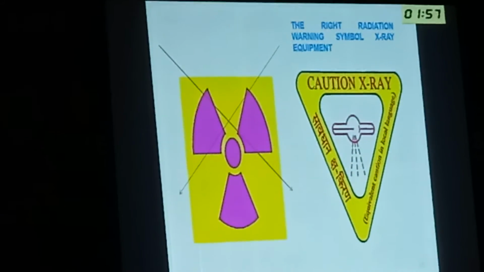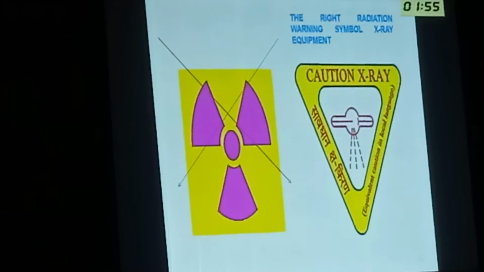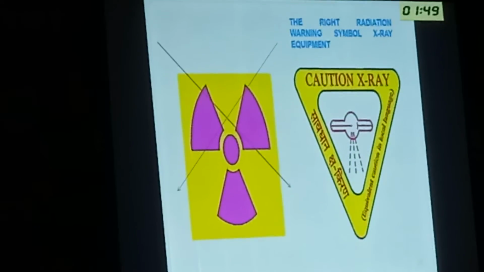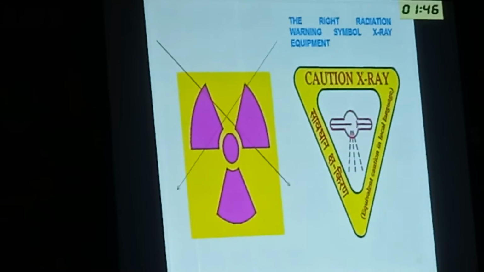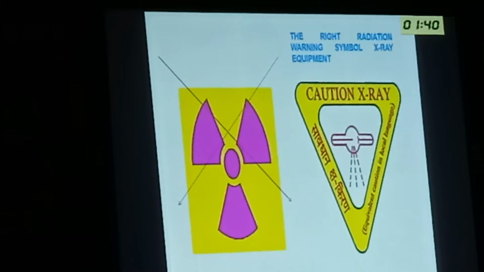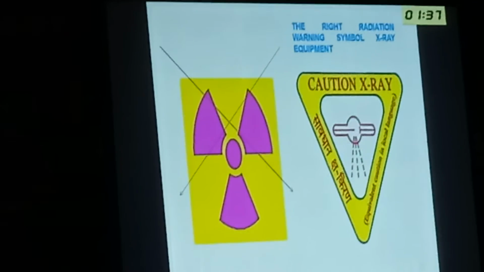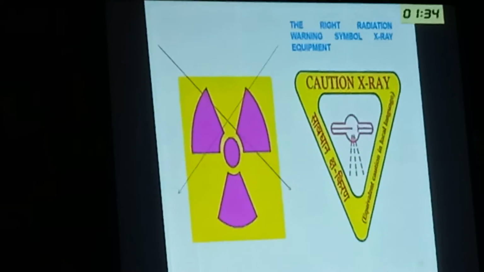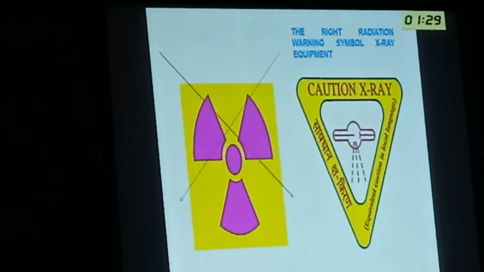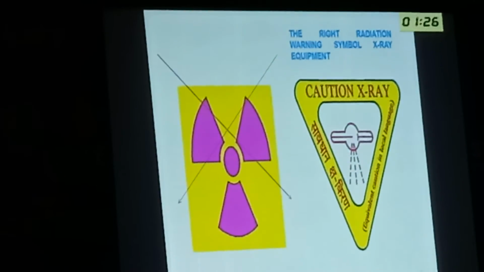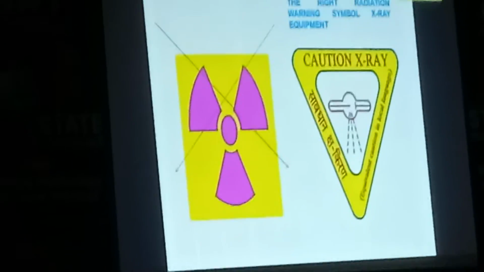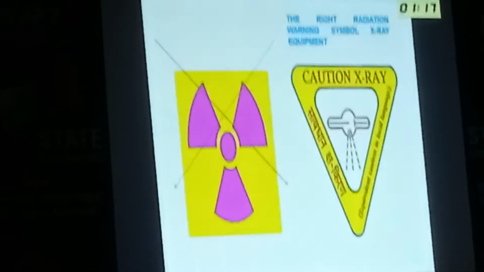Now this is the radiation warning symbol that is to be displayed for diagnostic radiology equipment. The left one is not correct for diagnostic radiology equipment, or rather X-ray based equipment. The left one is the trefoil symbol. It is basically for radioactive source based equipment. Like if you see any iridium, cesium or cobalt, there you will find the left side symbol. But in our case it will be the right side, and it should be displayed in Hindi, English as well as in the regional language, like 'Savdhan, Khatarnak Kiran', equivalent text in the local language.